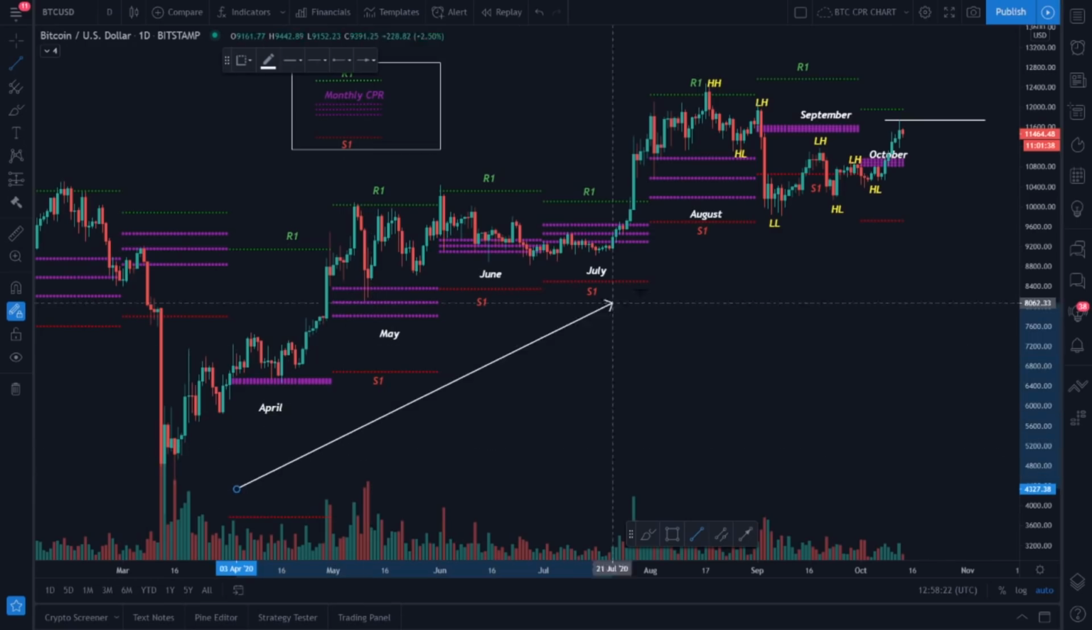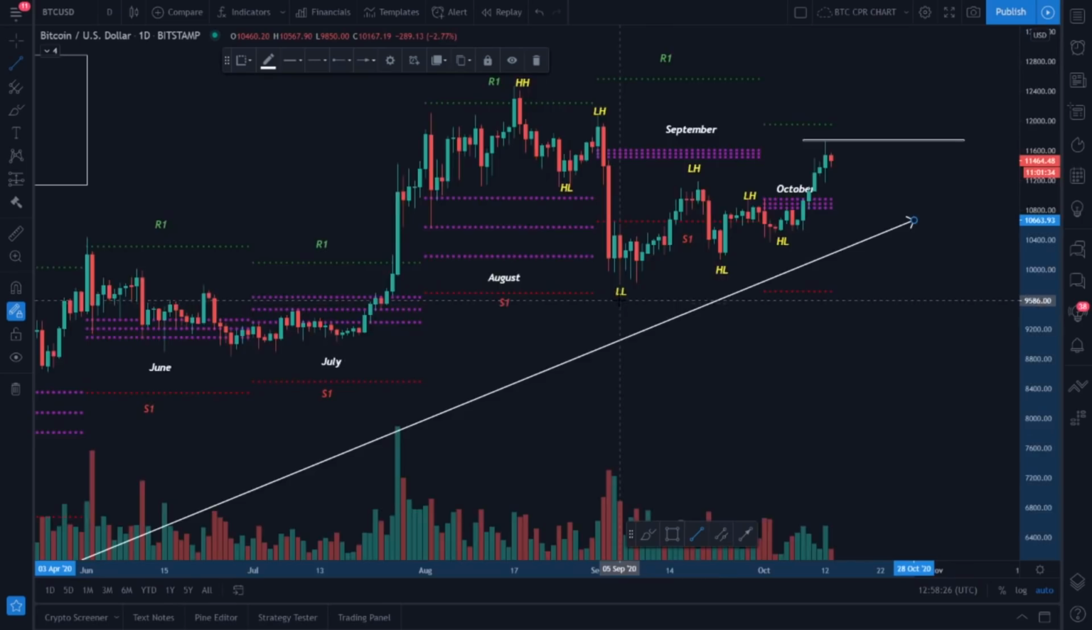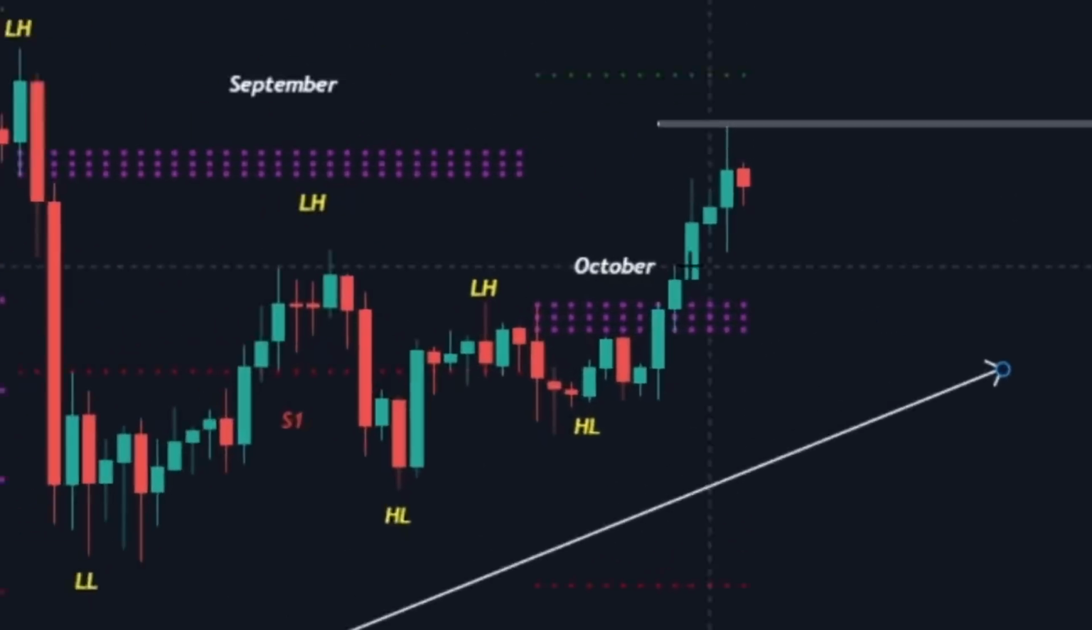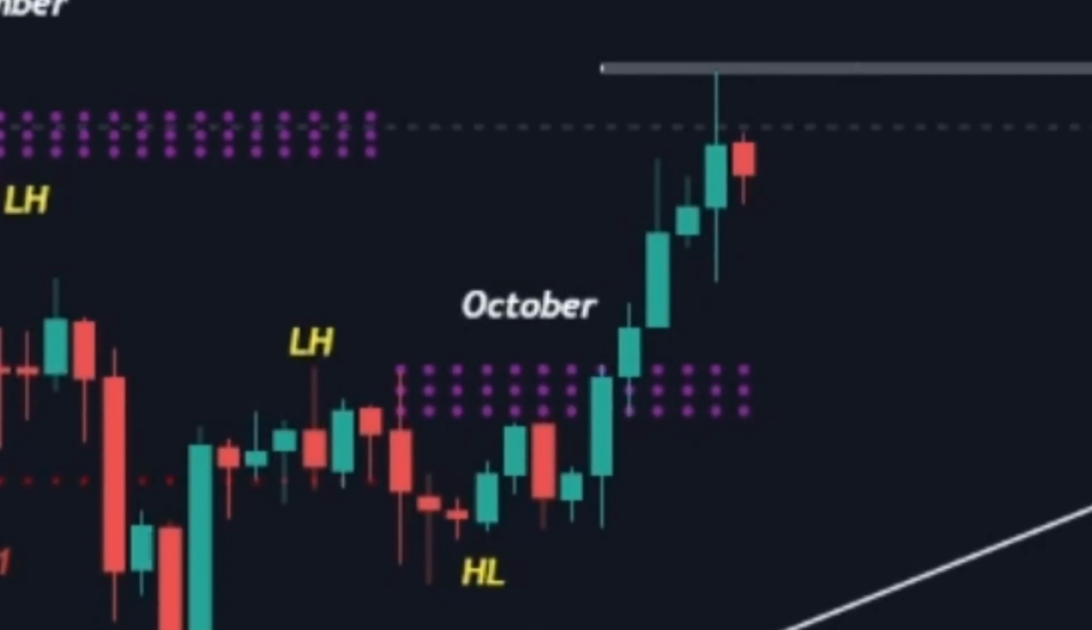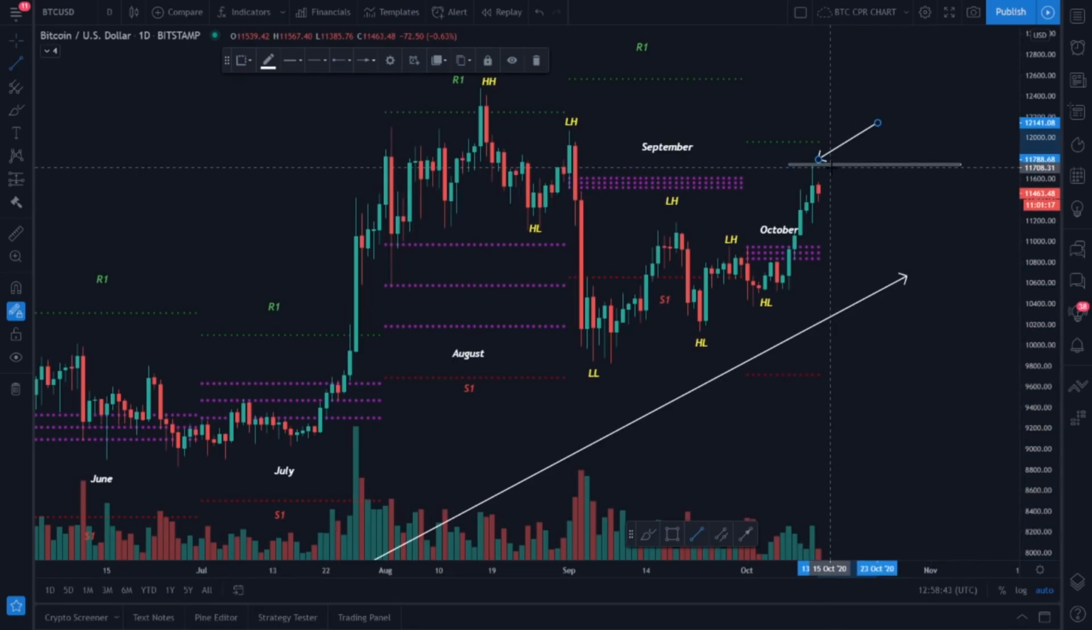Now if we look at this price structure of Bitcoin using this monthly CPR, you can see, guys, the primary trend of Bitcoin is very bullish, and we can see that very clearly, because the price has clearly broken above the monthly CPR. And you can see here I have a line placed in that area where I took short, and I'm going to show you in the next example.